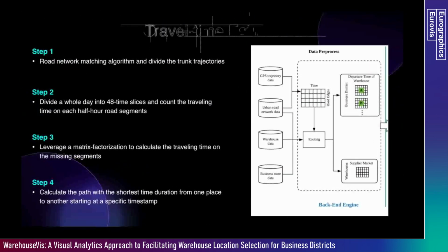To evaluate the traffic conditions from a selected warehouse to a business district, we first use a road network matching algorithm and divide the truck trajectories to map to the road network. Then we divide the whole day into 48 time slices and count the traveling time on each half-an-hour road segment. To handle the missing data of some road segments, we leverage matrix factorization to calculate the traveling time on the missing segments and calculate the path with the shortest time duration from one place to another, starting at a specific time step.